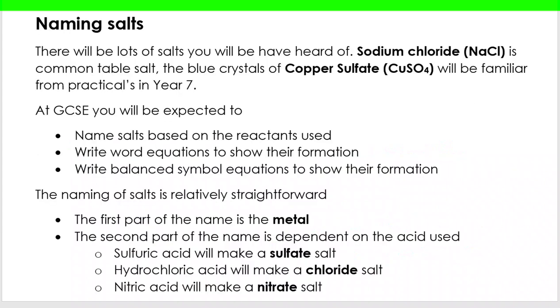We also need to be very careful in developing skills on naming salts, and little bits that stand out here. The first part of the name is the metal. So whatever metal you're reacting, that forms the basis of the name. And then depending on the acid, the salt will have a different end. Sulfuric makes sulfate, hydrochloric will make a chloride, nitric will make nitrate. You'll also come across potentially phosphoric making phosphate and ethanoic acid making ethanoate salts.